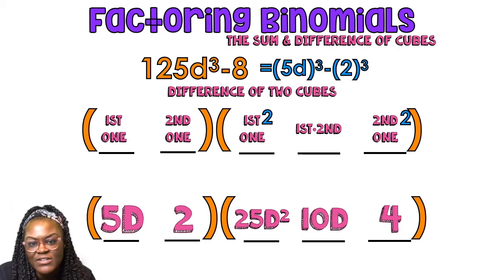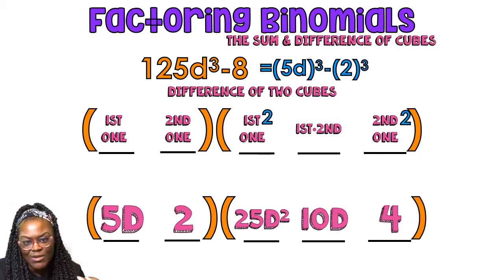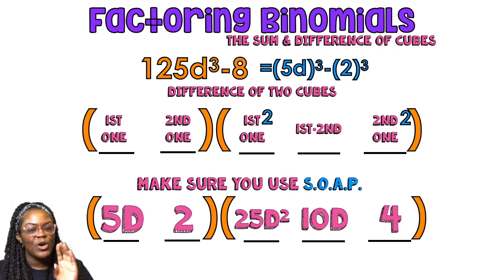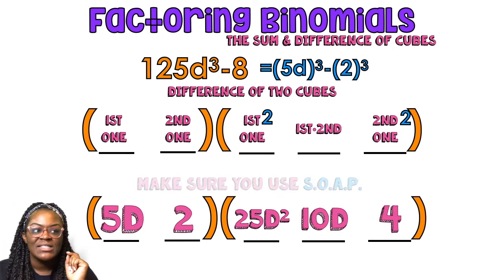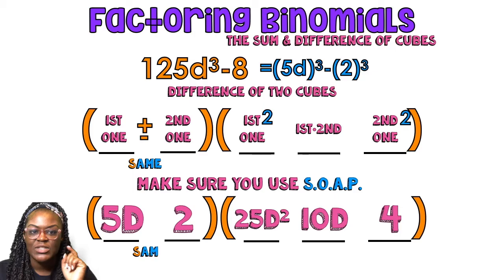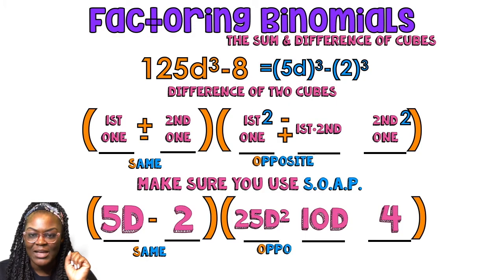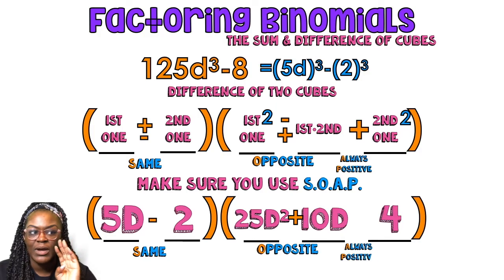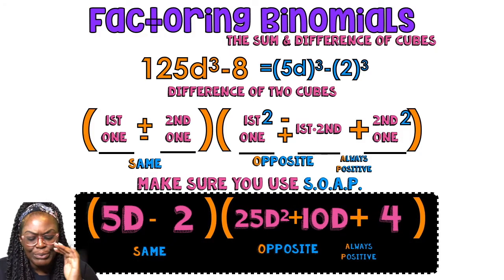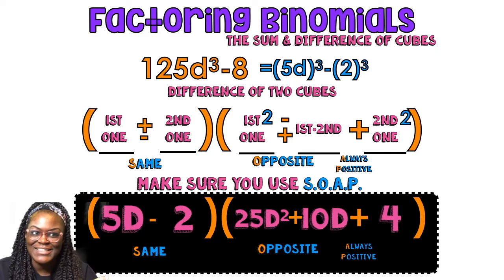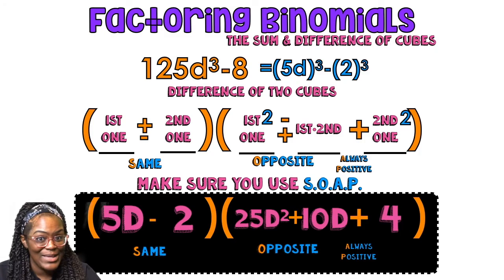First one, second one, first one squared. First one times the second one squared. Use some soap. Don't be nasty. Same sign: we started with a minus, so now it's going to be a minus. Opposite sign: we started with a minus, so now it's going to be a positive. And then the A in SOAP stands for always positive. No matter what, this sign is always going to be a plus sign. Bada bing, bada boom, baby. That was easy, right? Easy peasy lemon squeezy? Maybe. Hopefully.